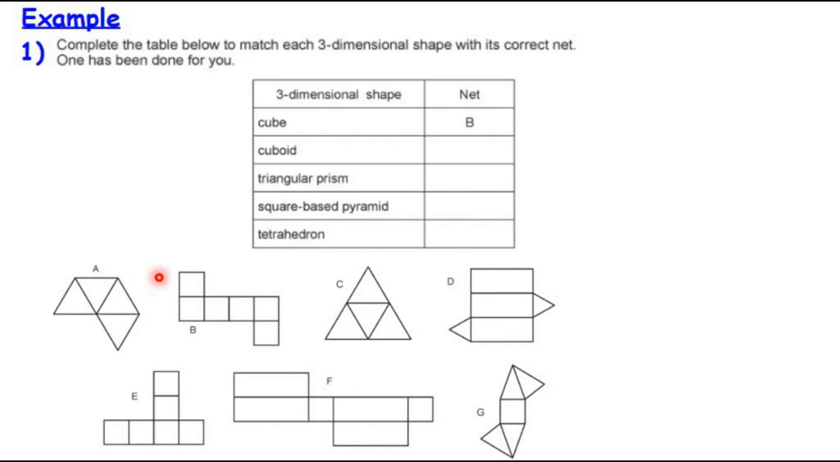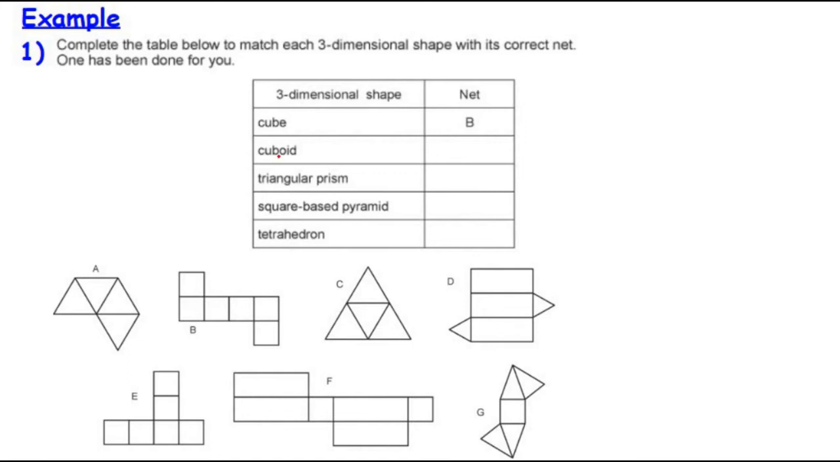Okay, so now we go on to our first example. And the question says, complete the table below to match the three-dimensional shape with its correct net. One has been done for you. So you can see that the cube is net B. And as I said before, not all nets look the same, and this is a good example of that. That's different to the net that we showed earlier.